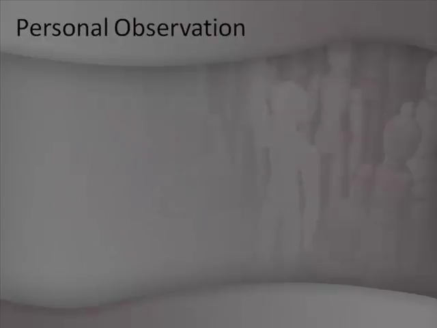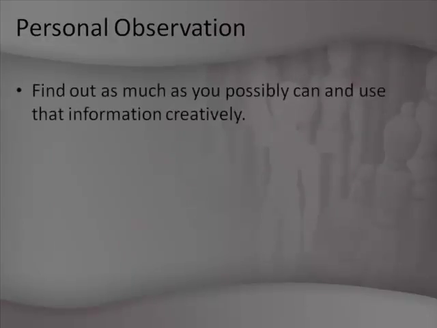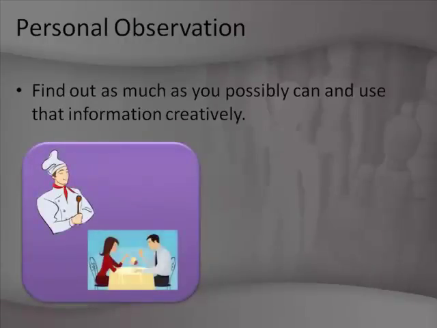So what about personal observation? This second task, this is where things get a little bit more in the creative realm. You want to find out as much as you can and then figure out how you can use that information. An example of this would be if you're a chef, then you might want to go and eat at the restaurant.